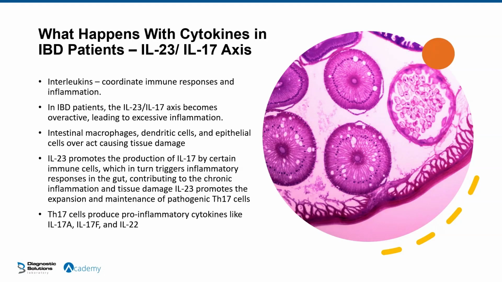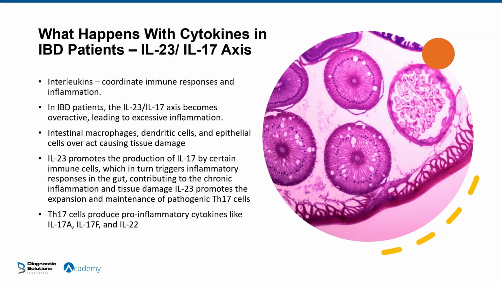Another thing that can go wrong with inflammatory bowel disease patients is affecting the axis of interleukin 23 and interleukin 17, IL-23 and IL-17. Just a reminder, the interleukin's job is to coordinate immune response and inflammation. With inflammatory bowel disease patients, the IL-23, IL-17 axis becomes overactive, which can lead to an excess of inflammation. Intestinal macrophages, dendritic cells, and epithelial cells can then overreact, causing tissue damage.